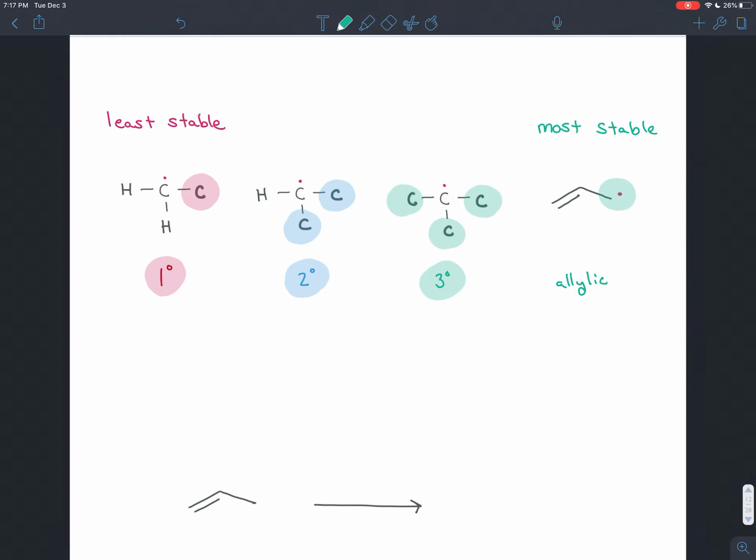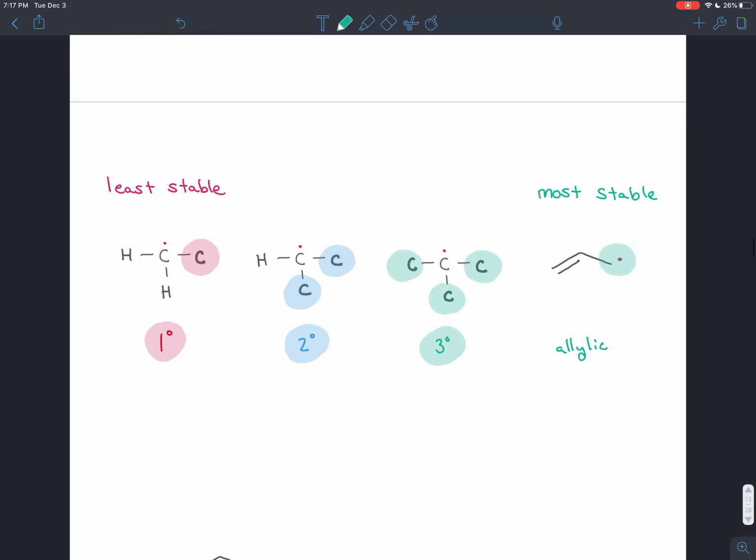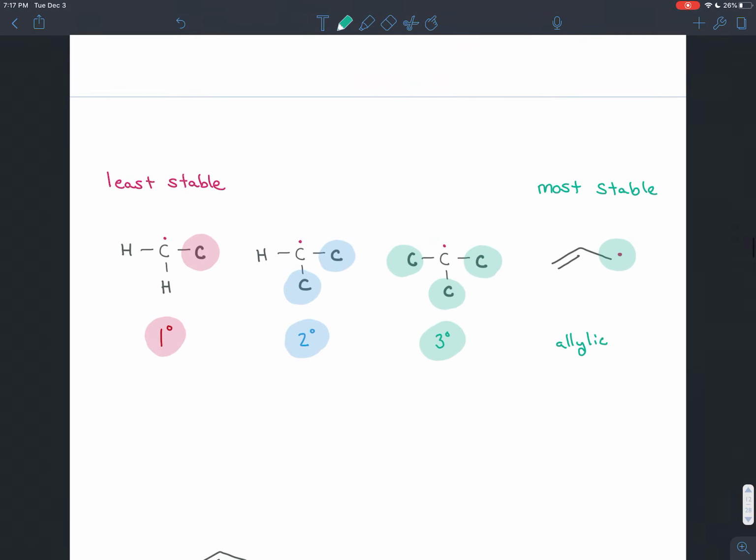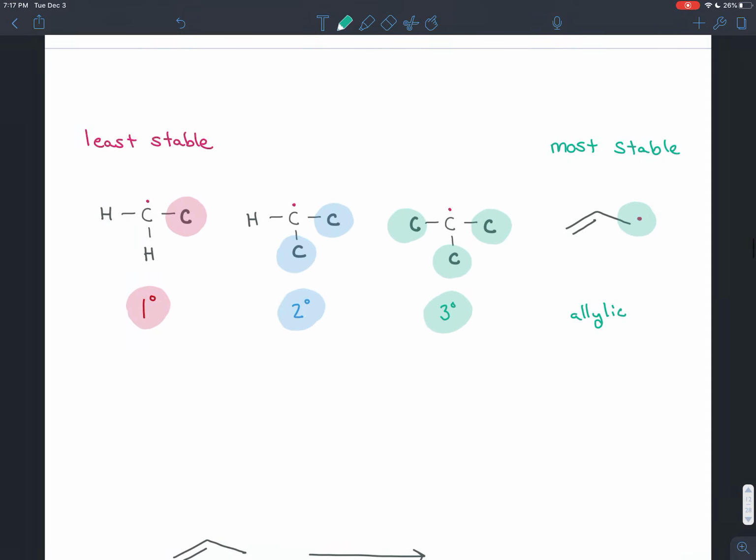Okay, and so what that means is, if you remember when we do radical reactions, you form the radical and you add the halogen where the most stable radical forms. And so if you ever have a pi bond in a molecule, you will form the radical and add the halogen at the allylic position, because that's the most stable radical that could form.